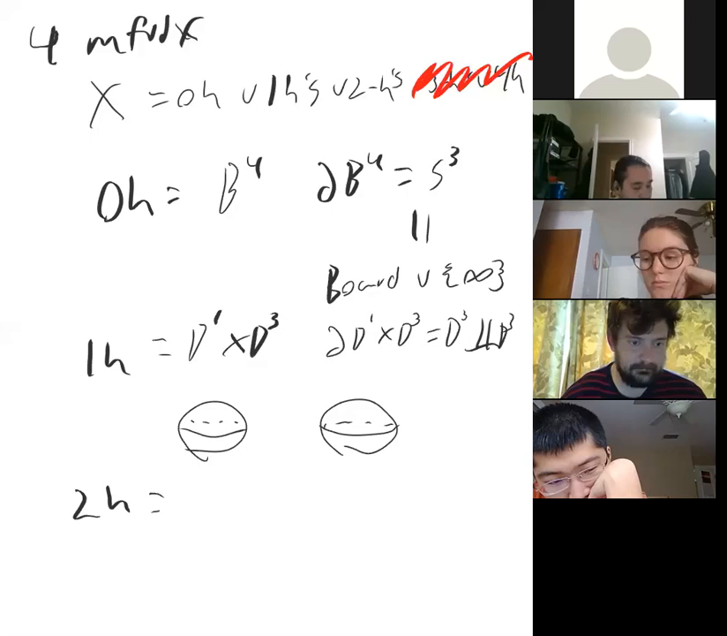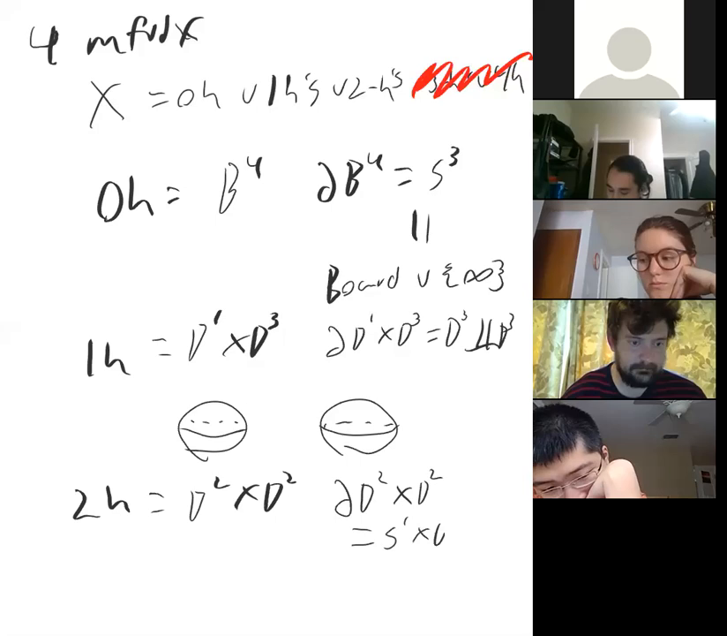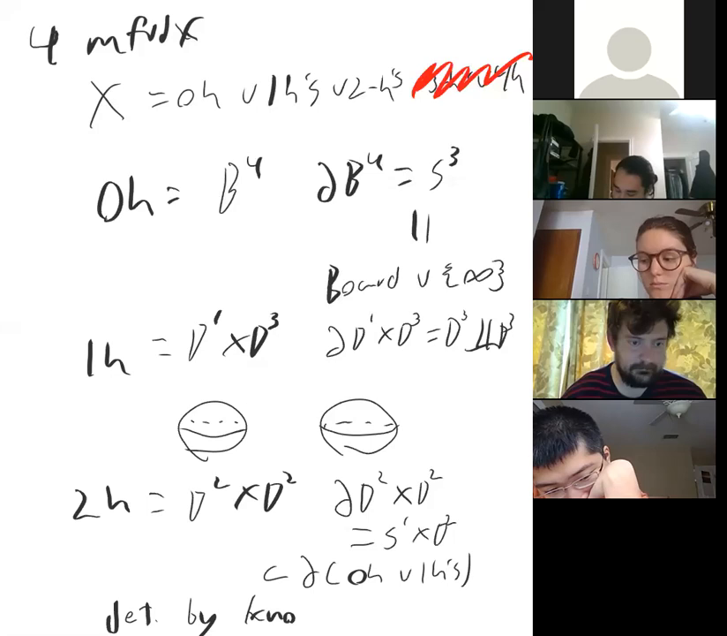And two handles are D2 cross D2. These are attached along the boundary of D2 cross D2, i.e. S1 cross D2, a solid torus in the boundary of the zero handle and one handles. And these are determined by a knot plus framing.